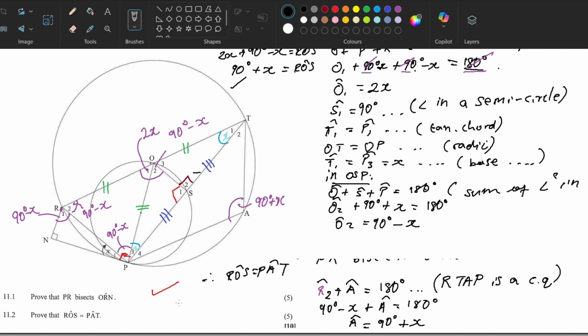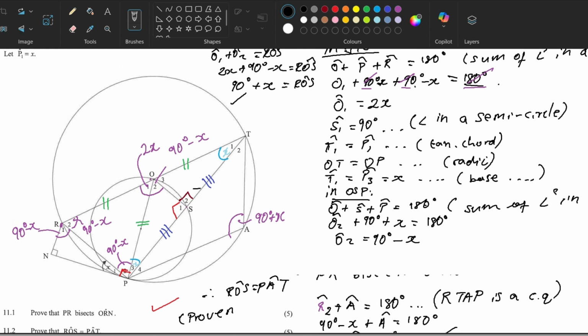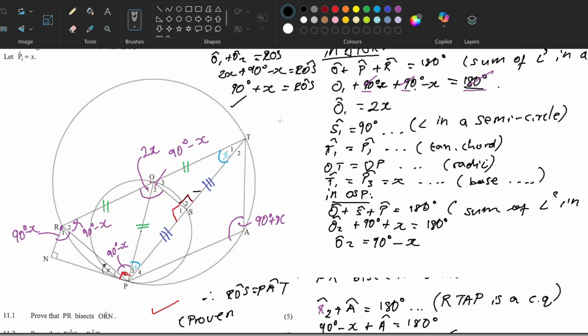Because you have proven that angle PAT is 90 plus x, and also angle ROS is equal to 90 plus x.